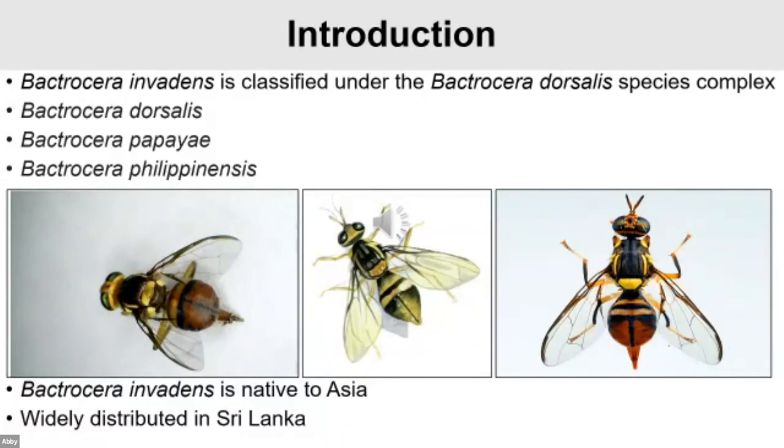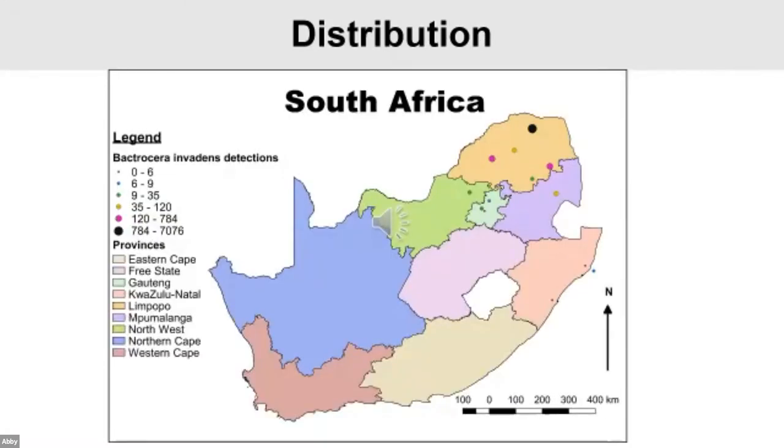Bactrocera invadens is native to Asia and widely distributed in Sri Lanka. Globally, Bactrocera invadens is found in Africa, Asia, and also some island parts of North America. However, they are also found in South Africa, mostly in Limpopo, and widely distributed in the Vhembe region. They are also found in North West, Gauteng, Mpumalanga, and KwaZulu-Natal.